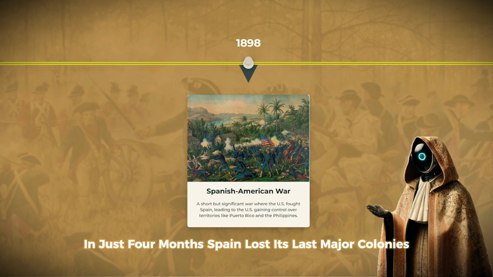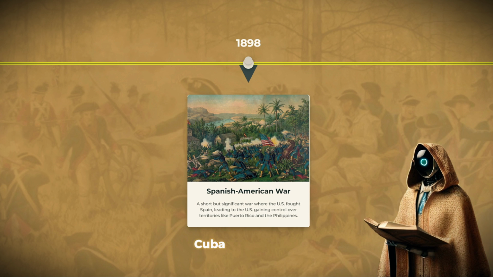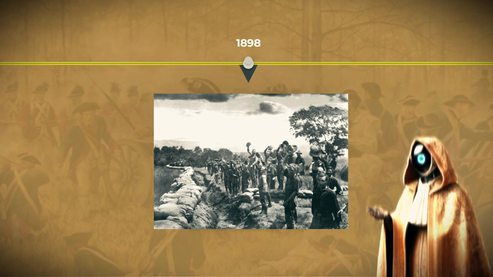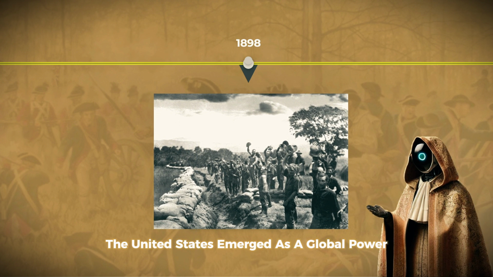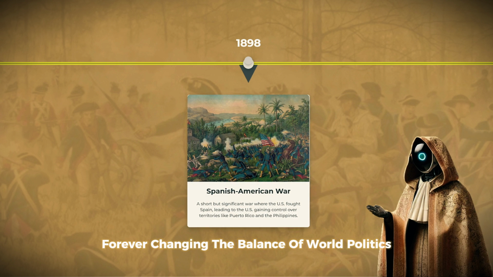In just 4 months, Spain lost its last major colonies: Cuba, Puerto Rico, the Philippines. The United States emerged as a global power, forever changing the balance of world politics.